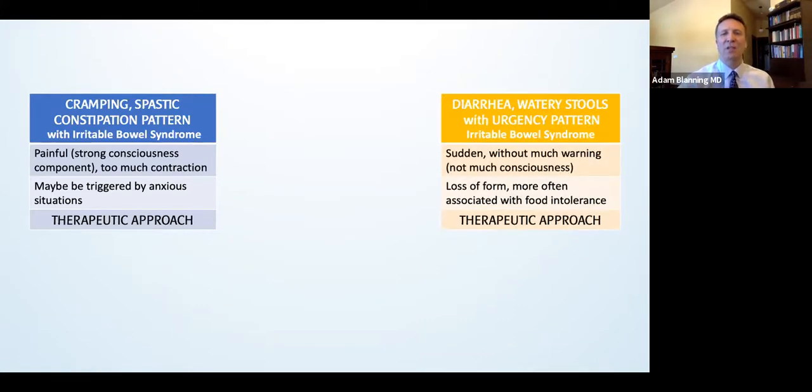On the other side, we have this diarrhea with watery stools and urgency. And we can say where with the cramping and spastic constipation, there was too much consciousness. Now there may be too little consciousness. And suddenly there's just the need to very quickly evacuate without any warning. There's a general loss of form. The stools are watery, and very often you see existing metabolic imbalances or intolerances for foods, which naturally, when the body can't digest something well, it just wants to move it quickly through the system.